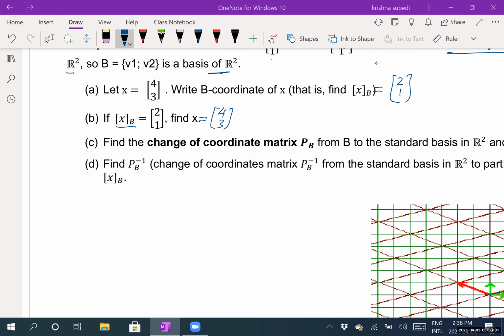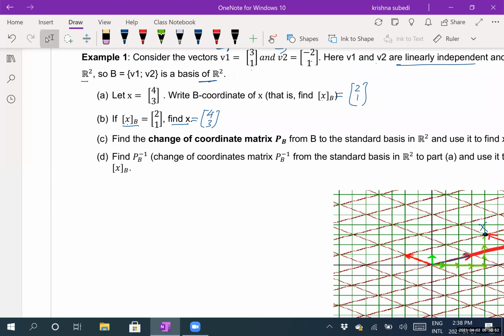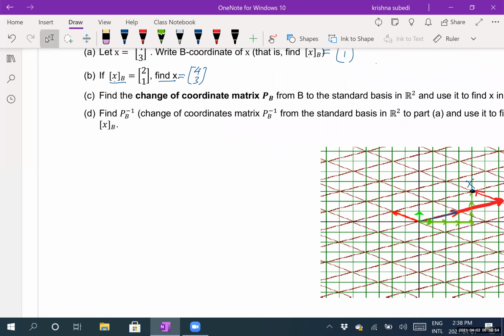Right, so by looking at the graph, we already got the answer for part A and part B. Part A: the B coordinate of x is 2 and 1, and if the B coordinate of x is 2 and 1, what is x? We already found 4 and 3. Now we are going to develop an algebraic method for when the graph is not given. How do you do that?